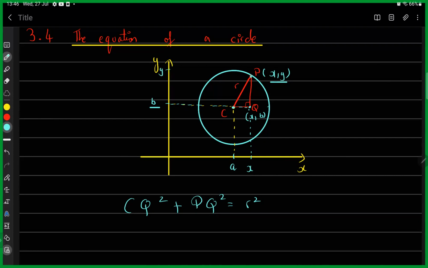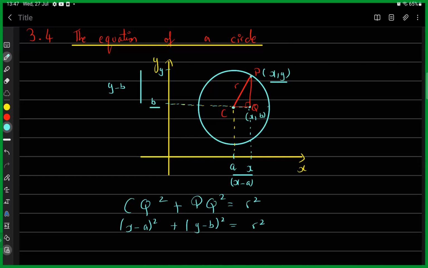Now, what exactly is going to be CQ? This is CQ. This length is CQ. So I can do X minus A, right? So I will do X minus A for CQ. And for PQ, this length exactly right here is basically the length of PQ. So that would be Y minus B. It would be Y minus B whole squared equals R squared. This is basically the derivation of the equation of circle, right? This is how we derive it.